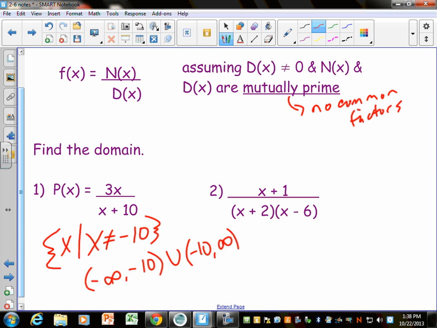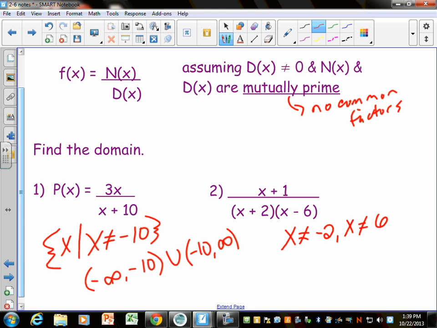Especially like on number 2, when the domain is restricted to 2 different things, sometimes this is kind of ridiculous to do. Like, we'll look at it in a minute. This one's really nice because it's factored already, but just be aware that sometimes it's not factored and you might have to factor it yourself. But since it is factored, do you agree that we would say x can't equal negative 2 and x can't equal 6 on that one?